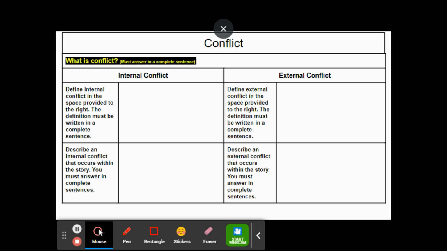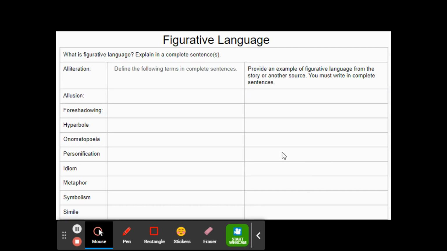Next slide, figurative language. You're going to get the definitions from your data folder. You've got to find an example of the type of figurative language used in the story.